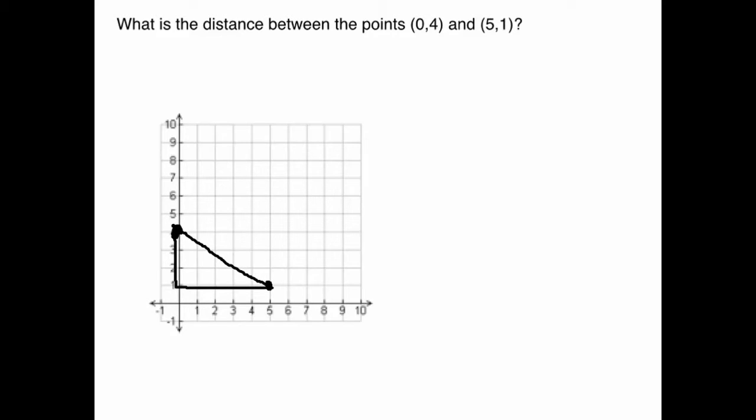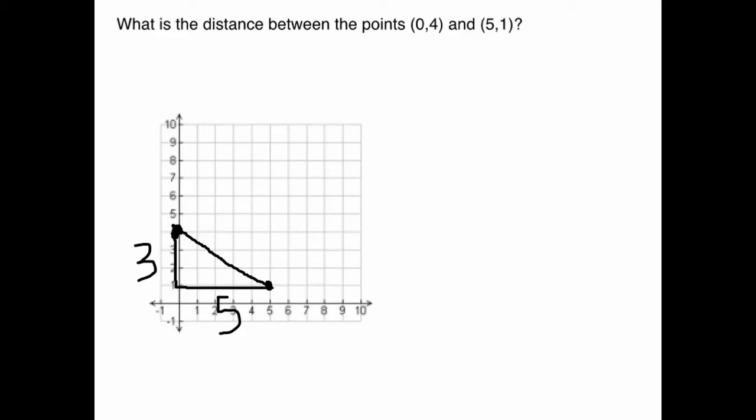Again, how do I get from this point to this point? Alright, my next step is to label my legs. So all I'm going to do is figure out how many units each one is. So to get from 1 to 5, I go 1, 2, 3, 4, 5 units. And then to get from 1 to 4, I'm going to go 1, 2, 3 units.